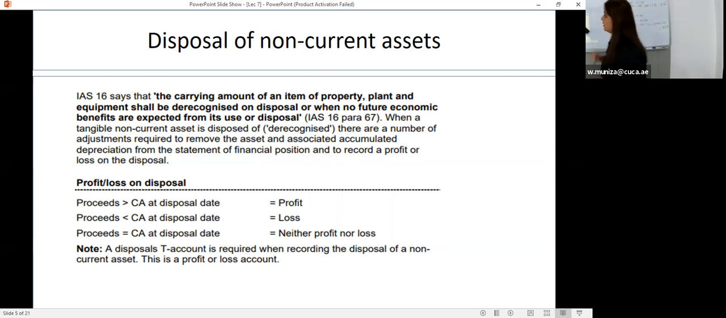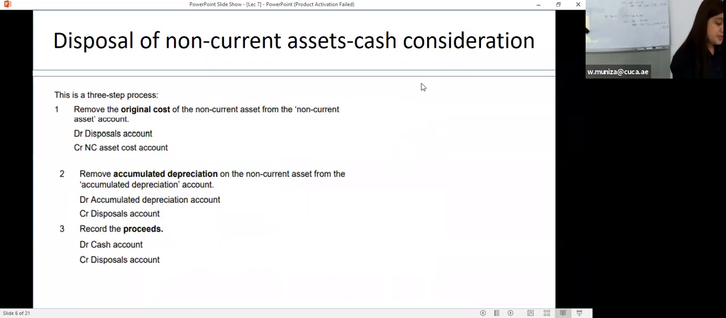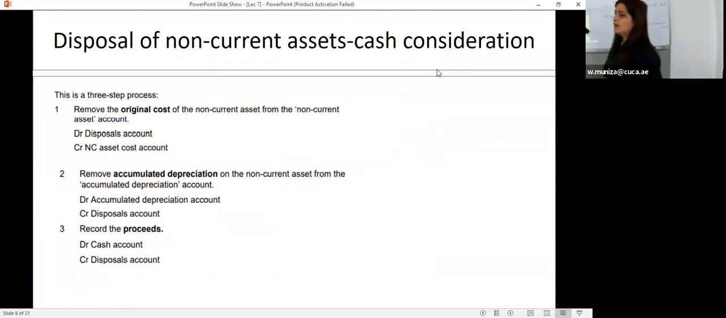Cleared? They say, note, a disposal T account is required when recording the disposal of a non-current asset. This is the profit or loss account. So immediately at the time of disposing of an asset, we are going to open a separate account that is known as the disposal account. Up till here, are you clear, students? And which two things are we going to compare when we are selling a non-current asset? Which two things are going to be compared? Excellent. Carrying value and sales proceeds are going to be compared.